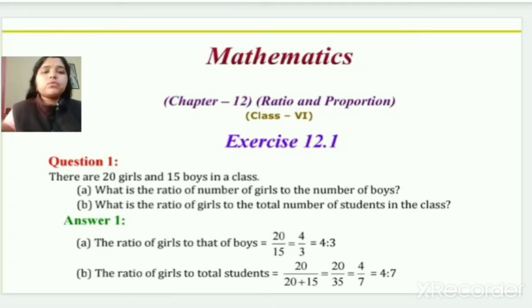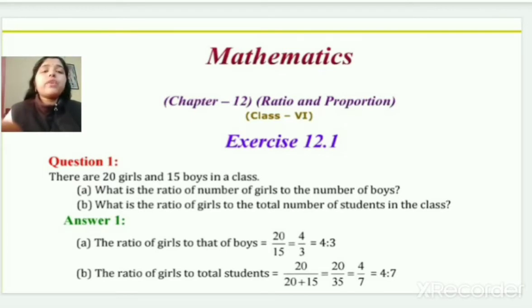So we have the first question. There are 20 girls and 15 boys in a class. Number 1: what is the ratio of the number of girls to the number of boys?